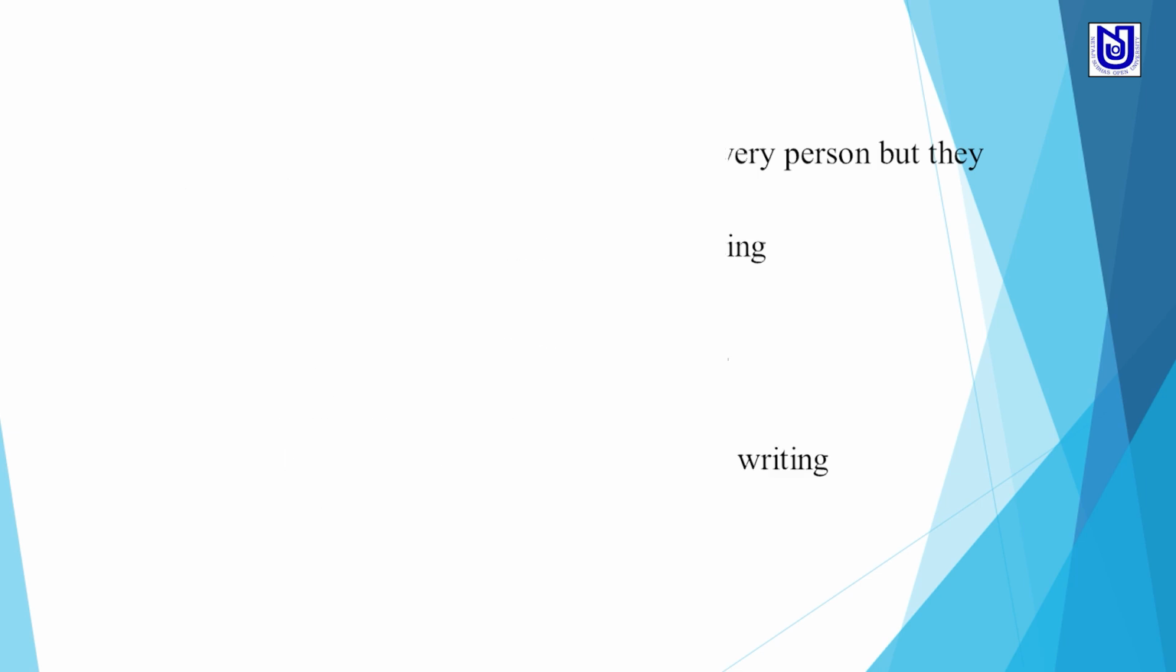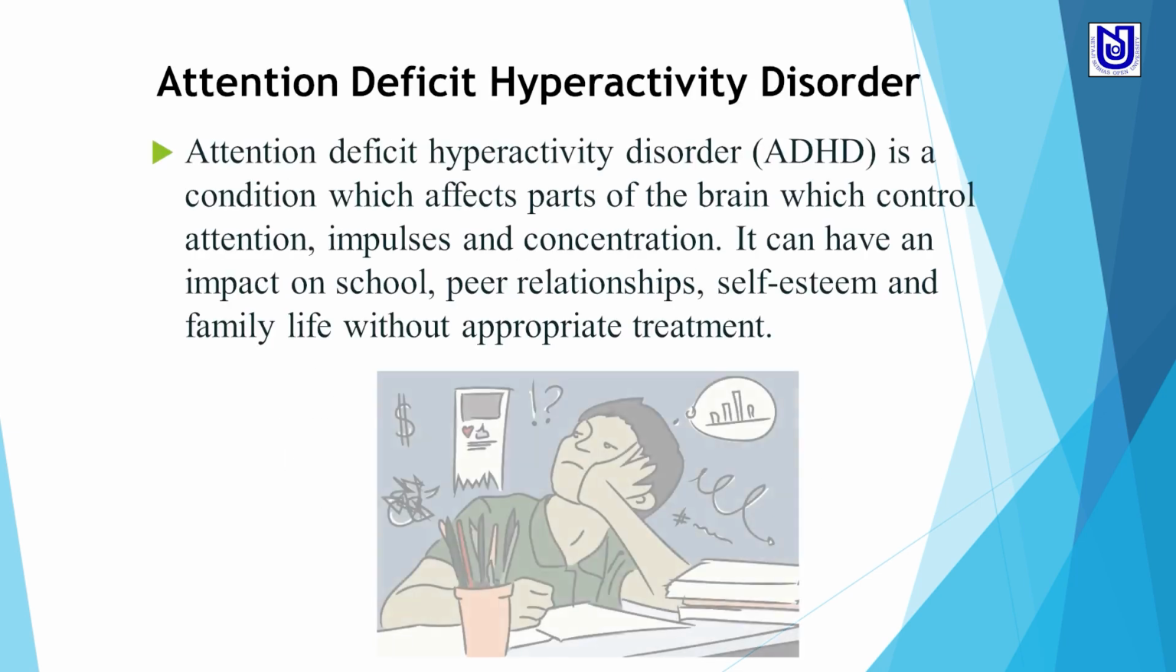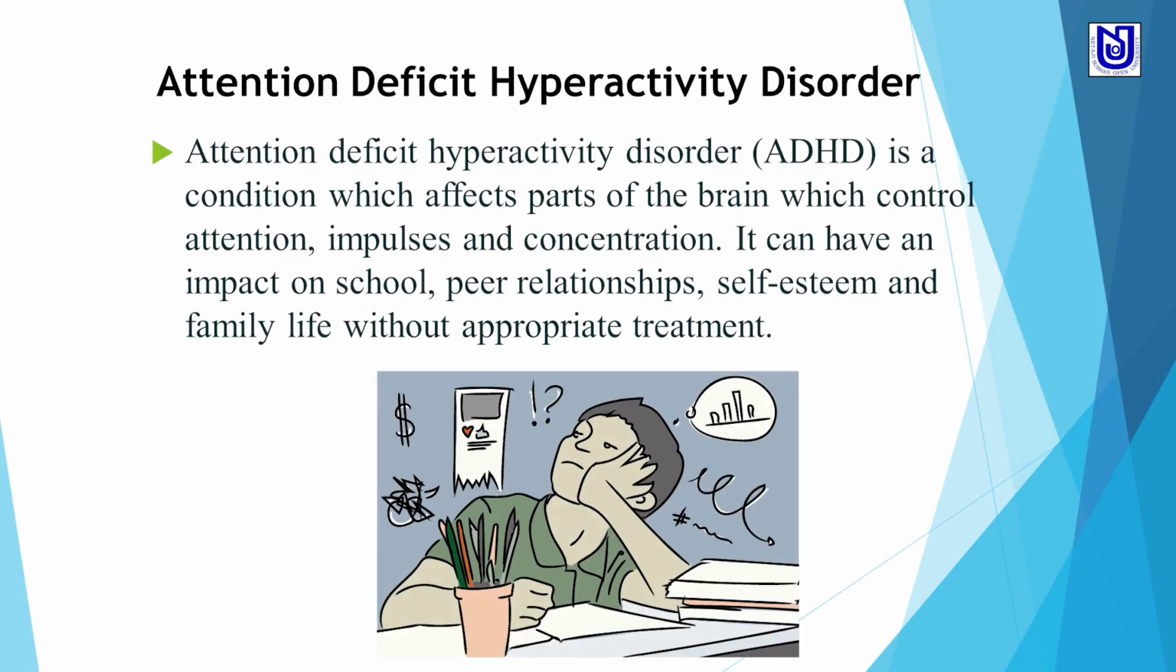The next one which we will be discussing is attention deficit hyperactivity disorder. This is a condition which affects parts of the brain which control attention, impulses and concentration. It can have an impact on school, peer relationships, self-esteem and family life without appropriate treatment.